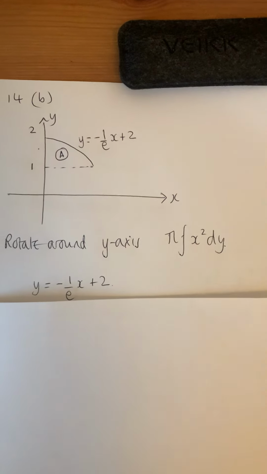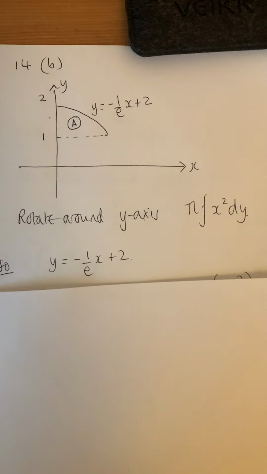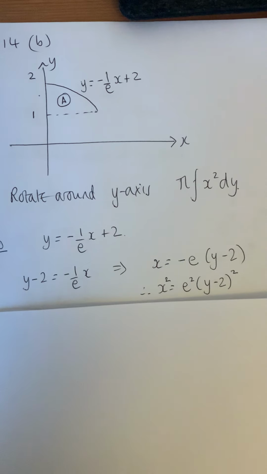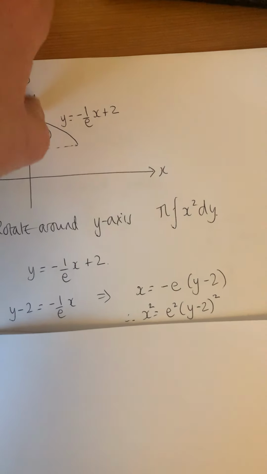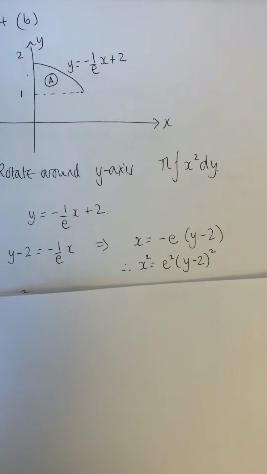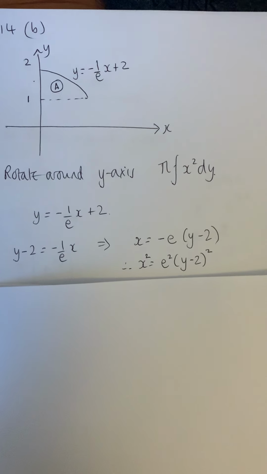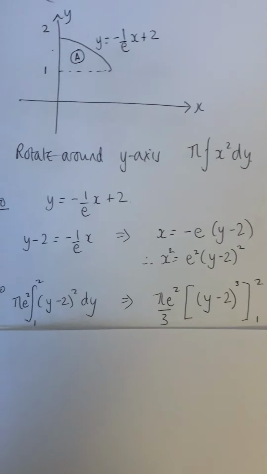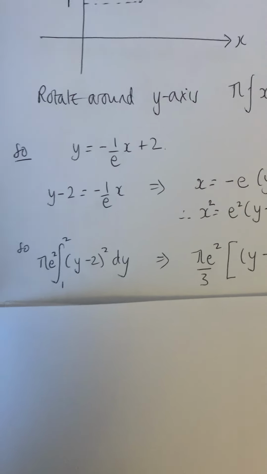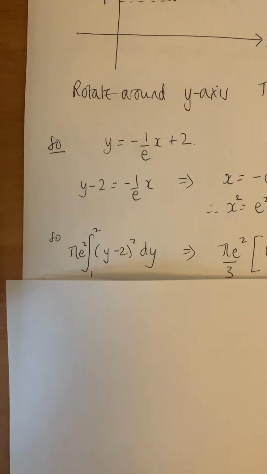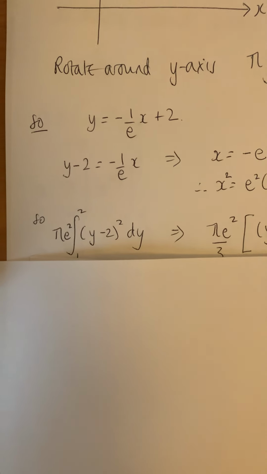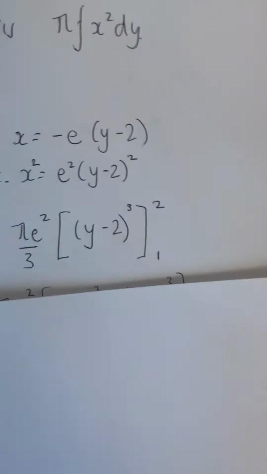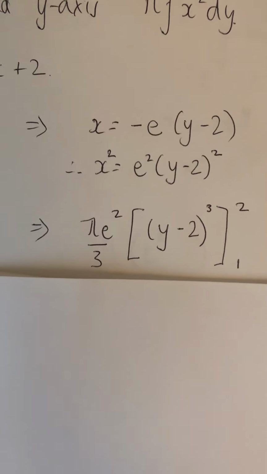Okay, so the first thing I'm going to do is rearrange my equation to make x the subject. Again, that's quite straightforward. And that minus e looks a bit of a pain, but I know that e is a constant, and if I square minus e, I get a much nicer positive e squared. So my x squared is actually something that's kind of neat. What I really like about it is that the e squared can come outside the integral because it's a constant. Then I just integrate my y minus 2 all squared, and I'm using reverse chain rule there.